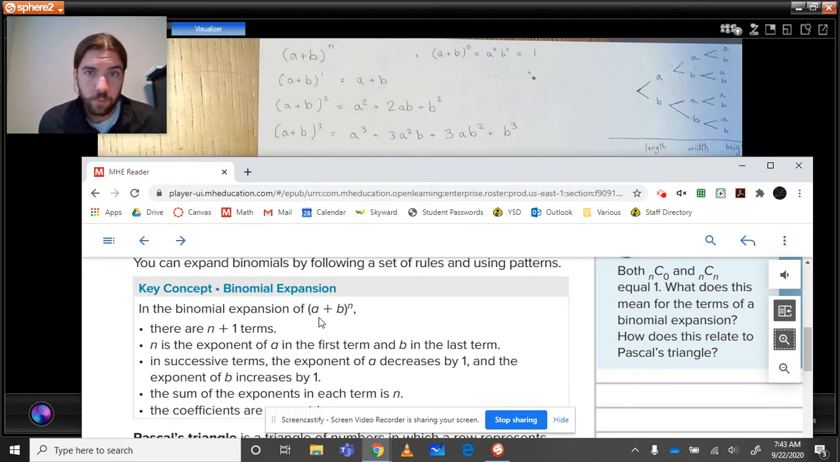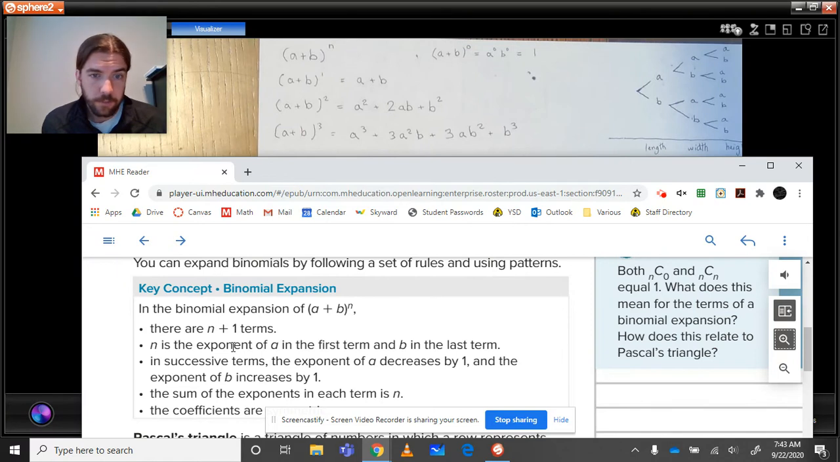Okay, there are n plus 1 terms. Well, if n is 0, there is one term, just a 1 over here. If n is 1, we get 2 terms. If n is 2, we get 3 terms. If n is 3, we get 4 terms. So it seems like there's a pattern where we are always getting one more term when we expand it than the power we are expanding it to.